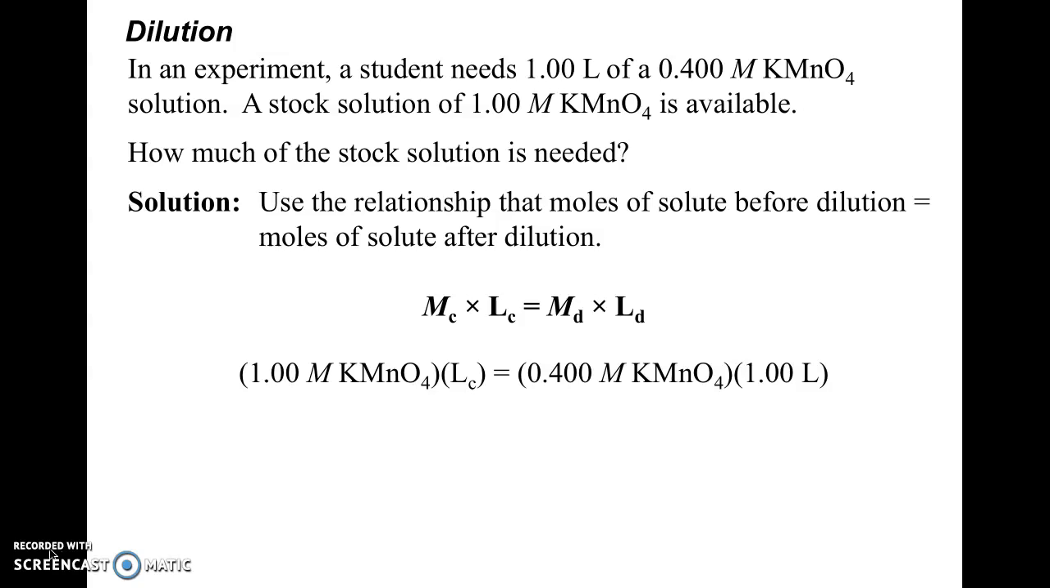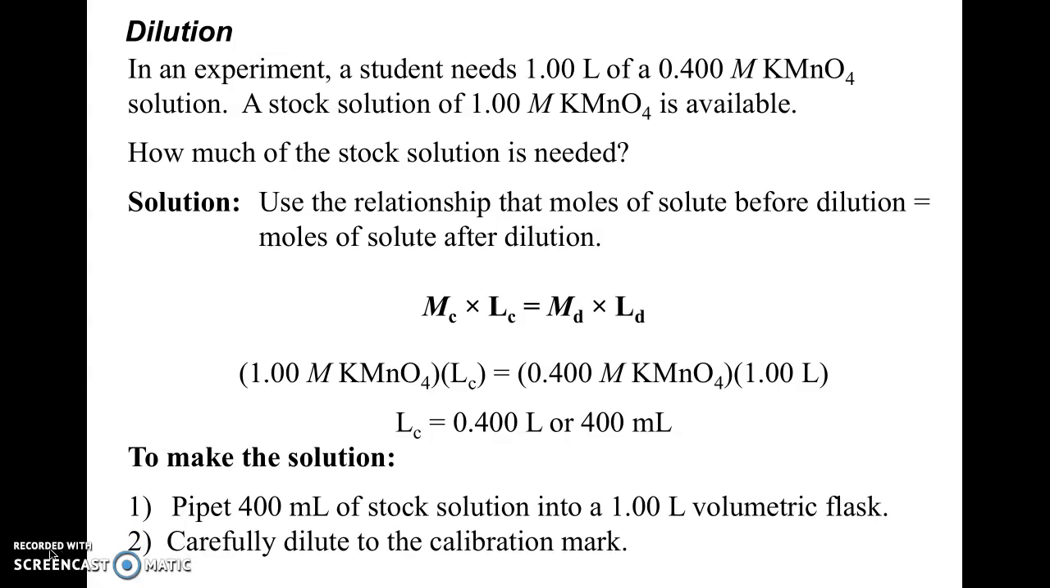The right hand side is the solution that he wants to make. He needs a liter of a 0.400 molar solution of potassium permanganate. On the left, we show the stock solution. All we know is it's a 1.00 molar. And we can solve for that volume of concentrated material he has to use. In that case, it's 0.4 liters or 400 mL.